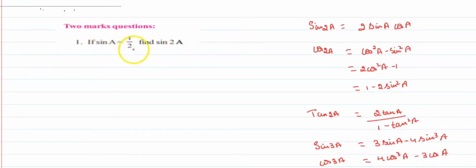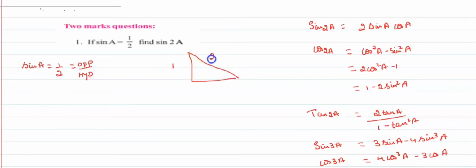If sin a is equal to 1 over 2, find sin 2a. According to the formula, sin 2a is 2 sin a cos a. So we need cos a, right? Here sin a is equal to 1 over 2, which means the numerator is the opposite side and the denominator is the hypotenuse. Draw a right angle triangle to find the value of cos a. This is 1 and this is 2. Let me take this as x. So use the Pythagoras theorem.